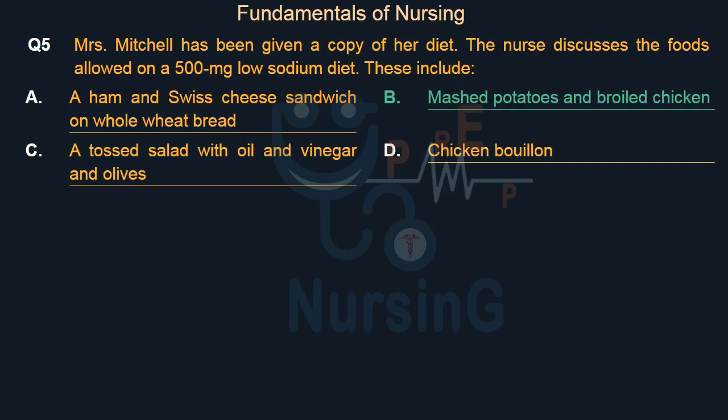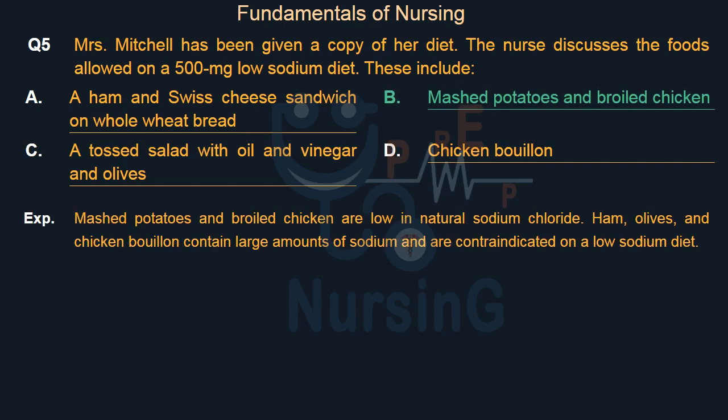Mashed potatoes and broiled chicken. Mashed potatoes and broiled chicken are low in natural sodium chloride. Ham, olives, and chicken bouillon contain large amounts of sodium and are contraindicated on a low-sodium diet.